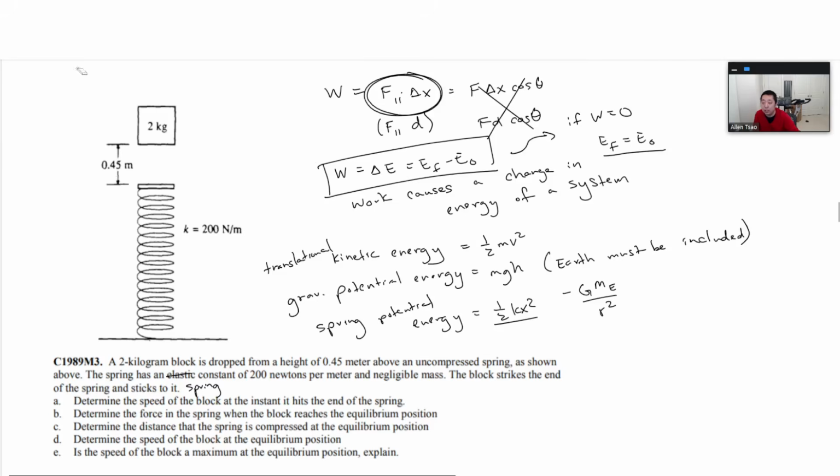That's why we include the Earth in the system. If you did not include the Earth in the system, then I cannot say the work is 0. I would have to say work is causing a change in energy of the block, and the change in energy is giving the block kinetic energy, by the way. But let's do conservation of energy.